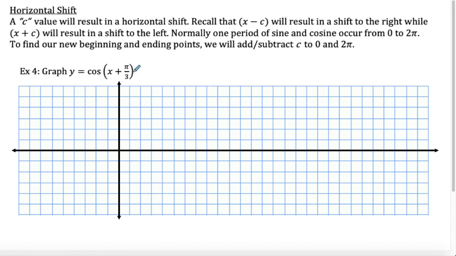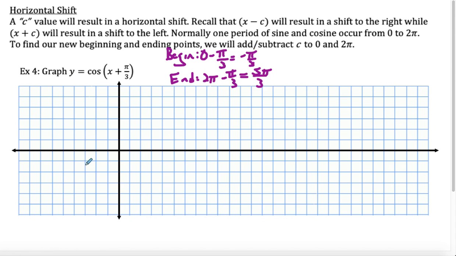So this one, we're going to be shifting to the left. Okay, so my beginning, I'm going to have 0 minus pi over 3. So I'm starting at negative pi over 3. Then I'm ending at 2 pi minus pi over 3. So that would be 6 pi over 3 minus 1 pi over 3 would be 5 pi over 3.